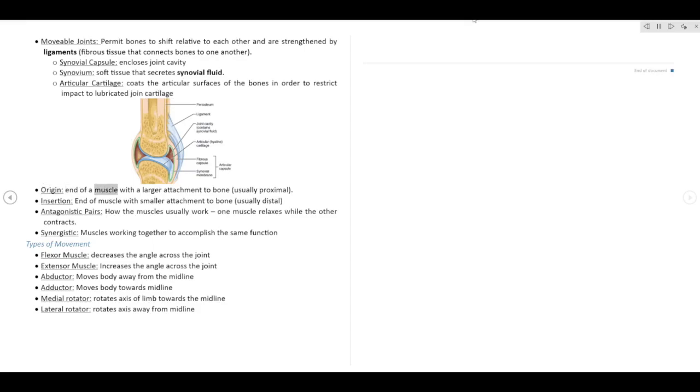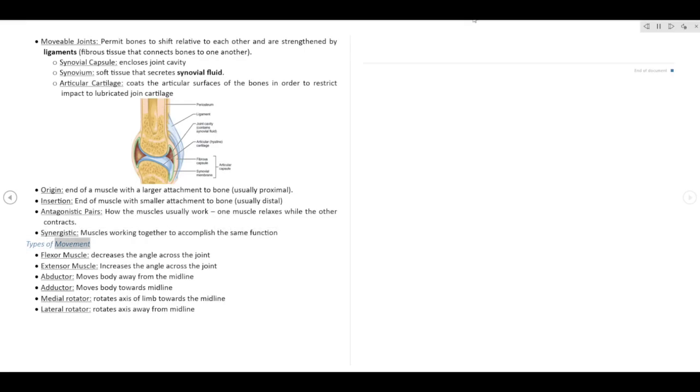Origin is the end of a muscle with a larger attachment to bone, usually proximal. Insertion is the end of a muscle with a smaller attachment to bone, usually distal. Antagonistic pairs are how muscles usually work: one muscle relaxes while the other contracts. Synergistic muscles work together to accomplish the same function.